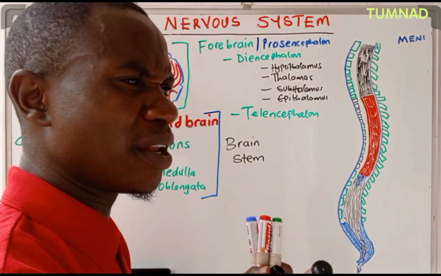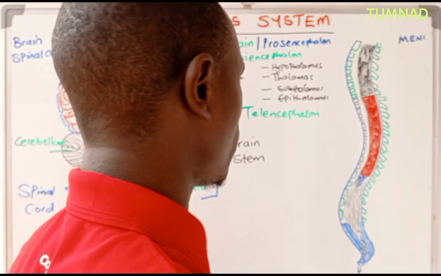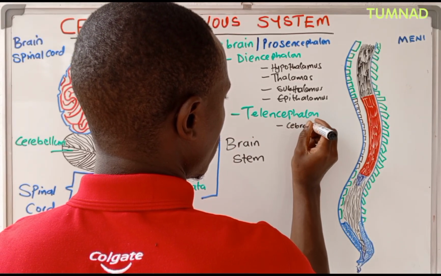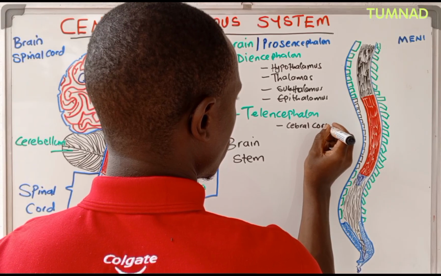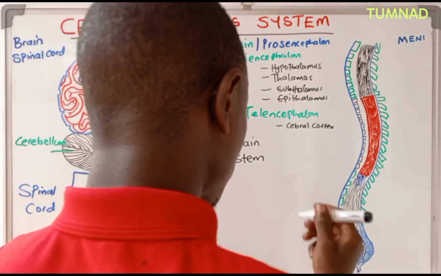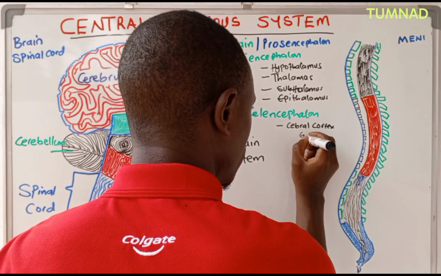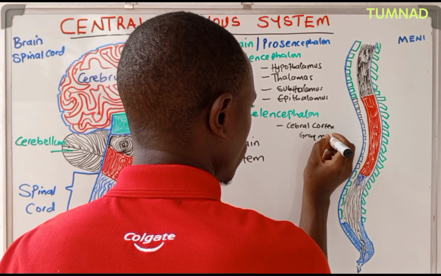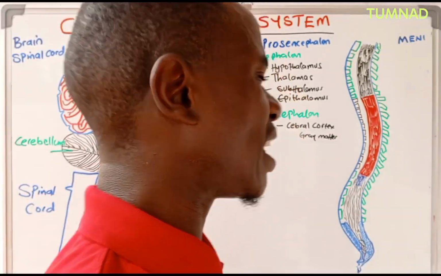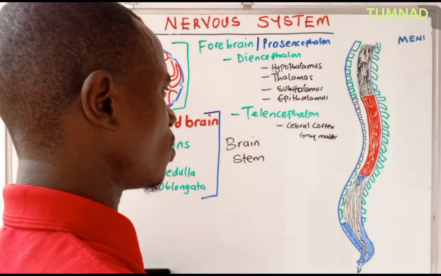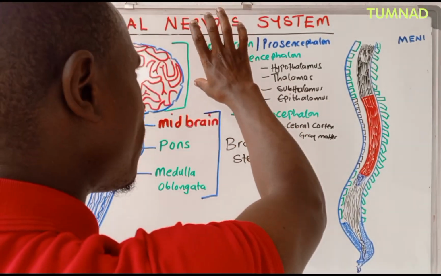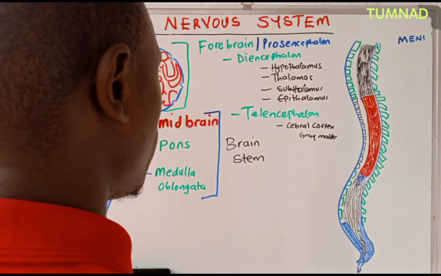In the telencephalon, we are going to have even other structures. This is going to be more of the outer parts of the brain. Here we are going to see the cerebral cortex, which is part of the gray matter. And again, there are even other structures that you are going to see in the telencephalon. So that is the first part of the brain.